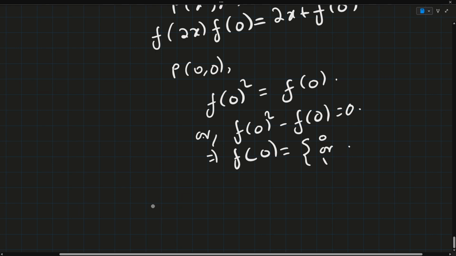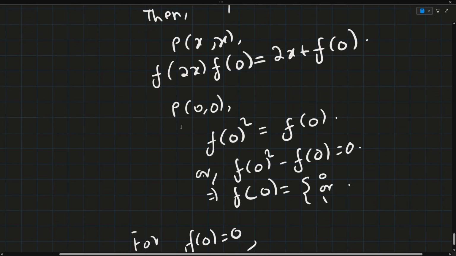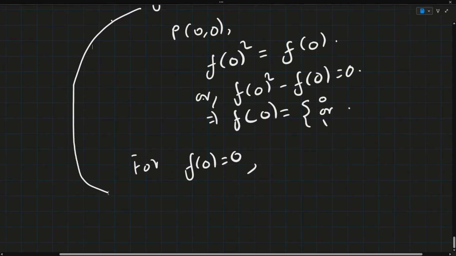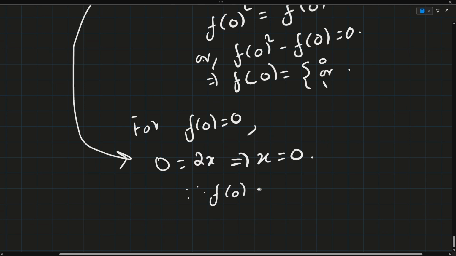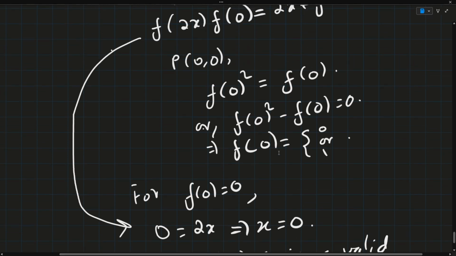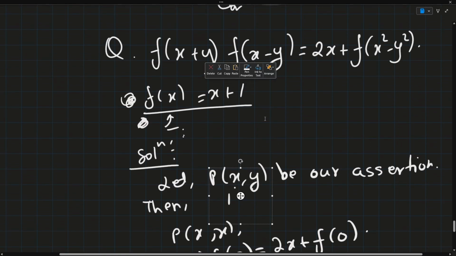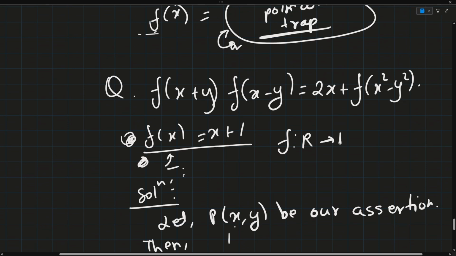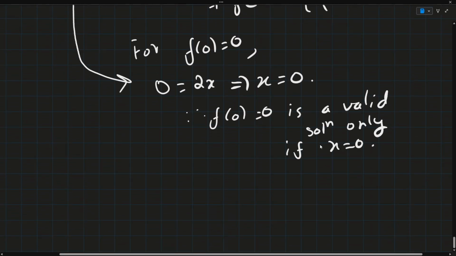Now let's say f of 0 is equal to 0. In this equation, from this equation we get 0 is equal to 2x, which implies x is equal to 0. Therefore, f of 0 is equal to 0 is a valid solution only if x is equal to 0, but our function is defined from R to R. So since this does not obey our entire domain of real numbers, we cannot take this as a valid solution.